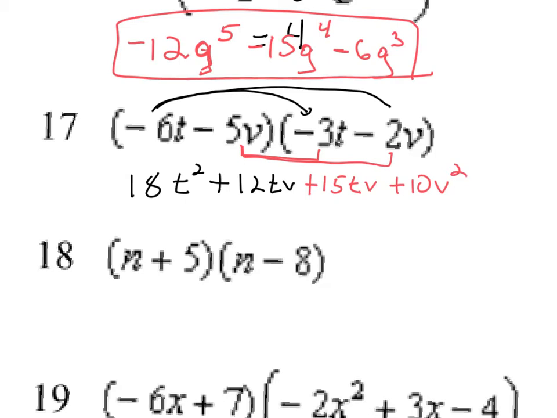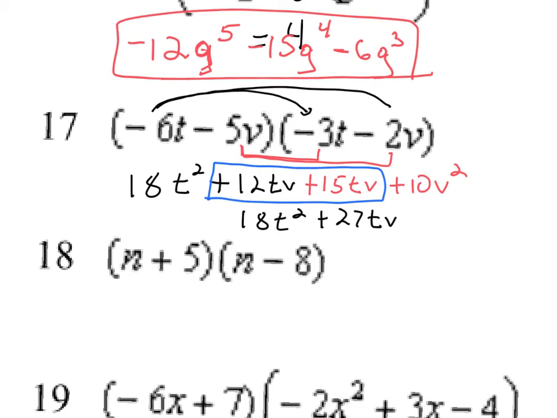Remember that you always have to check if you have like terms when you use the FOIL method. And we do have like terms. The ones in the middle, they have a tv and a tv. So the answer will be 18t squared plus 27tv plus 10v squared. So there's the answer.